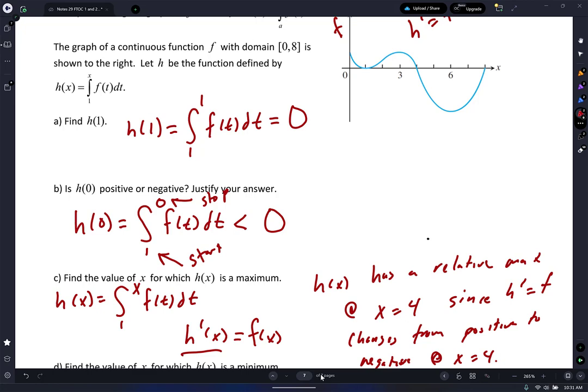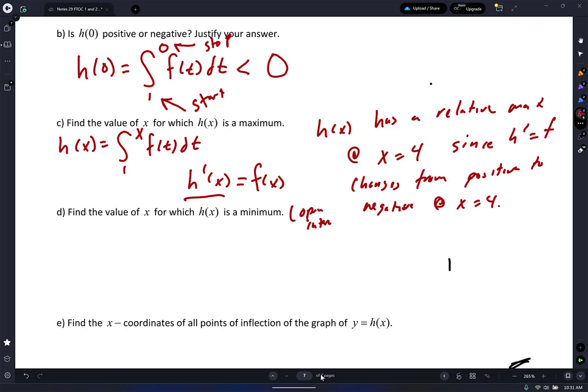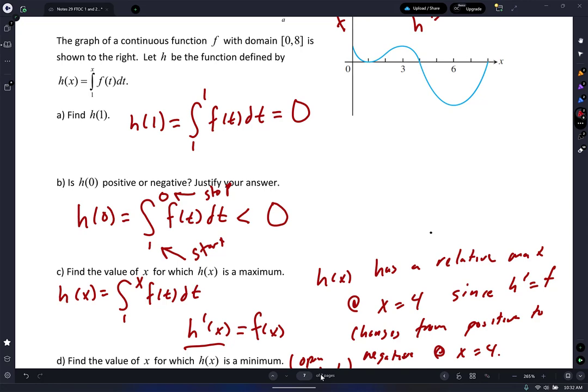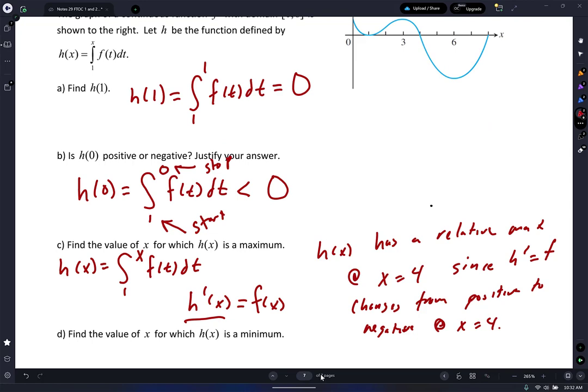All right. Find the x value for which h of x is a minimum. You do have a relative minimum at the endpoint of 0, but that's for another time. So let's do the open intervals. Okay, I have a minimum. You know what? It doesn't matter because it's a simple question anyways. Okay, you have two relative minimums. The only candidates are this. So think about it. Remember, this is for h.